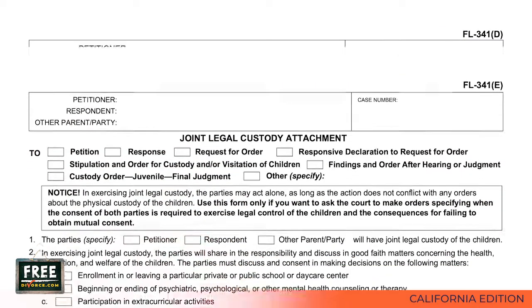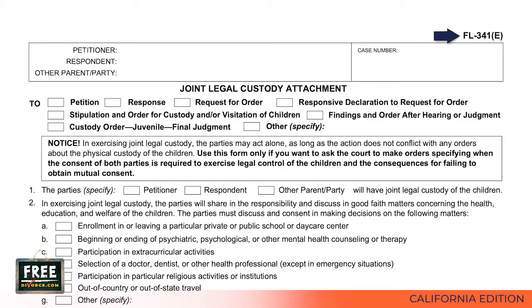What about FL-341E? If you and your spouse, like most parents, are going to share joint legal custody, then you should fill out the Judicial Council form called Joint Legal Custody Attachment, which is FL-341E. This form should not be used when one party is going to have sole legal custody. If one parent is going to have sole legal custody, you don't need the FL-341E form. The form is easy to fill out. Just read it and check the appropriate boxes that you want checked.